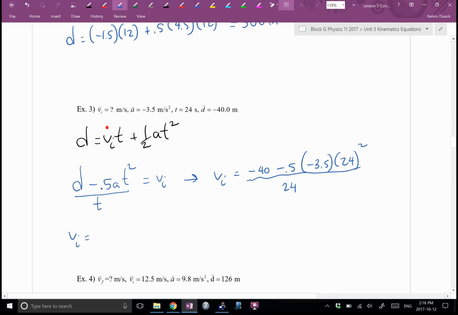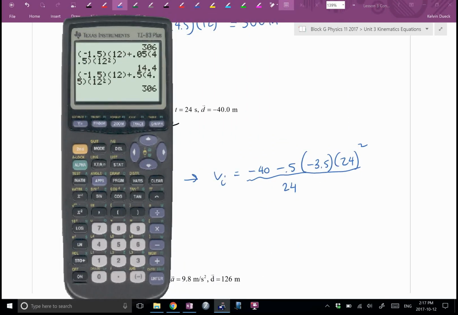Mandy, is this a fraction? Is there more than one thing on the top? Big bracket. Boom. Negative 40. Not minus sign 40, but negative 40. Don't hit subtraction 40. That's subtraction. Now you'll notice on most calculators, a negative and a subtraction sign look different. They do on mine. Can't use them interchangeably. 0.5 times negative 3.5. I'm not going to put brackets. Times 24 squared. Close off the top. Divided by 24.